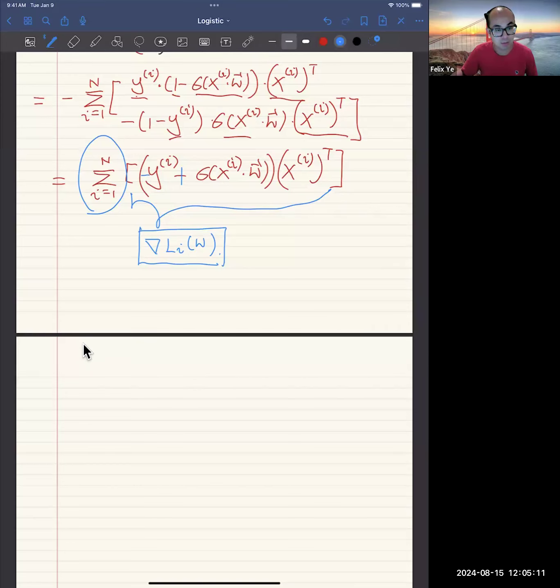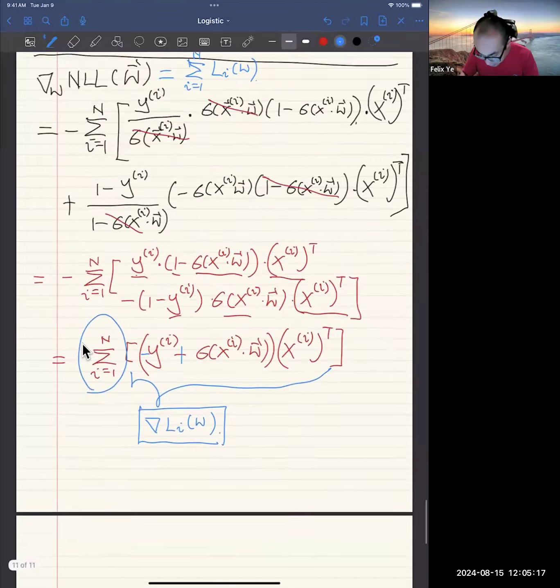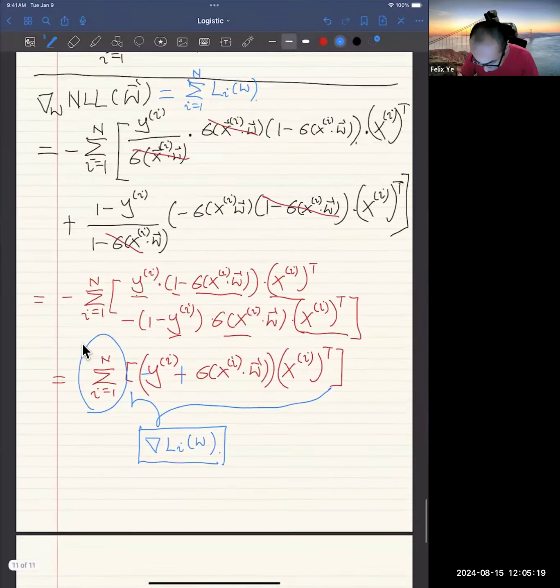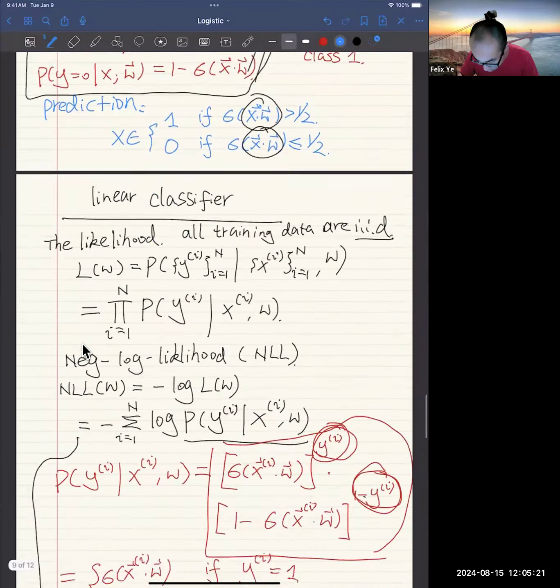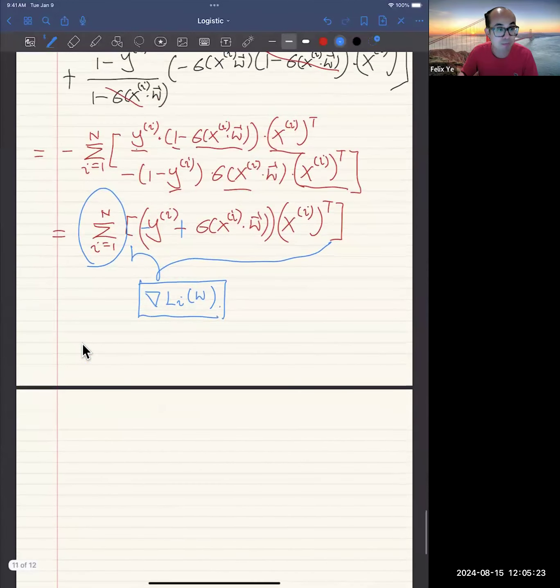All right, so that will be it for now. In the next lecture, we are going to talk a little bit deeper about stochastic gradient descent and actually implement logistic regression from scratch. That will be in the next lectures.